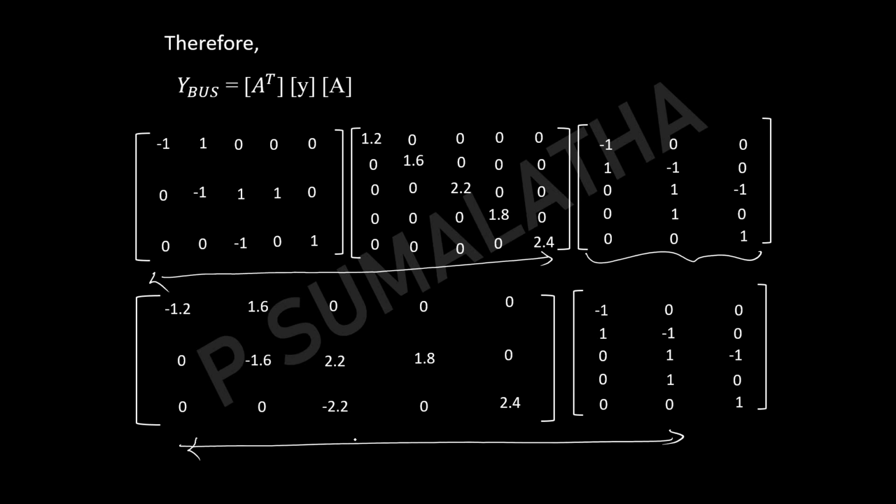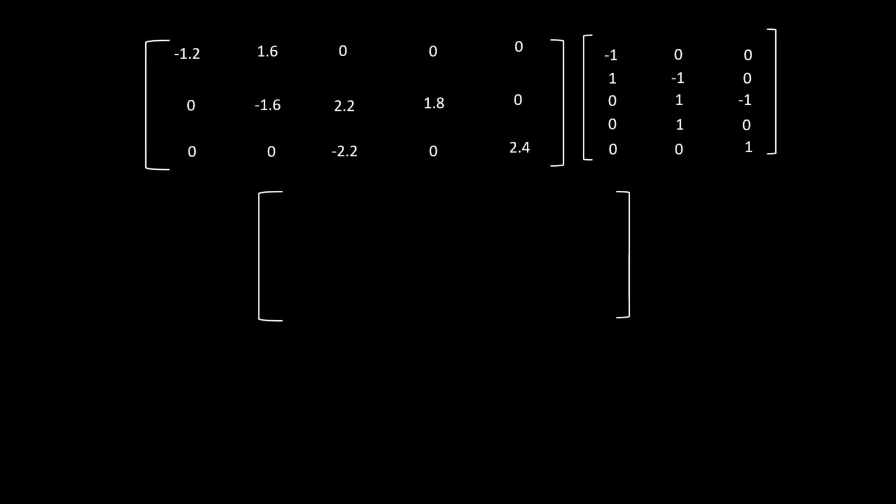Now let us do the multiplication of these two matrices. We need to multiply the first row with respect to the first column. -1.2 into -1 will be +1.2. 1.6 into 1 will be +1.6. Remaining all values are 0. So the first value is 1.2 plus 1.6. Let us multiply with respect to the second column: -1.2 into 0, 1.6 into -1 will be -1.6. Remaining all three values are 0. Now if you multiply with respect to the third column, we will have 0.